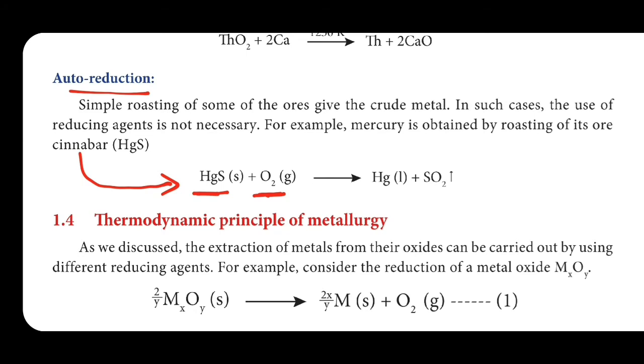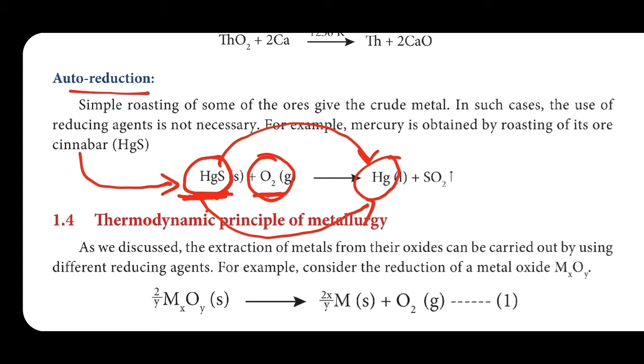Okay. So here roasting takes place. Roasting means react with oxygen. We are roasting some of the ore. Here that ore is cinnabar. So roasting takes place means that ore is converted into metal. So some of the simple roasting of some of the ores gives crude metal.